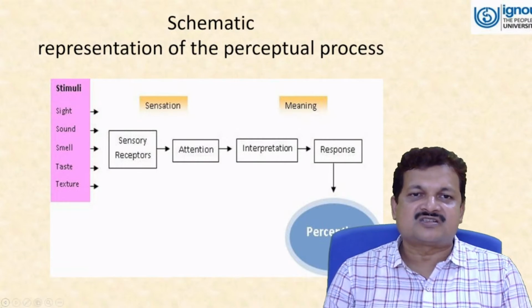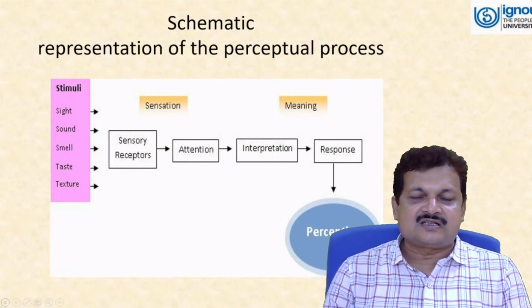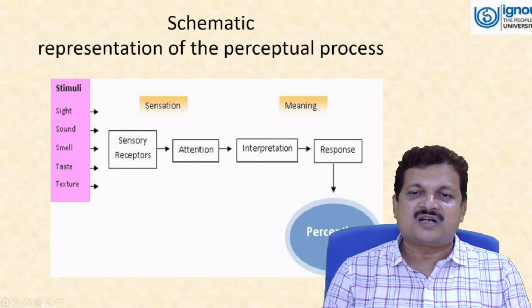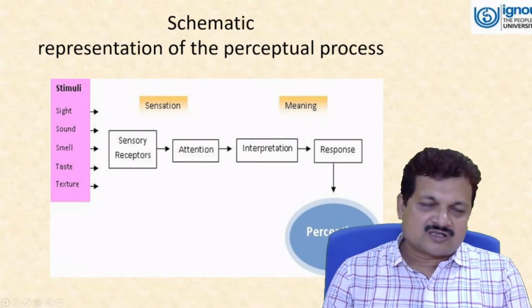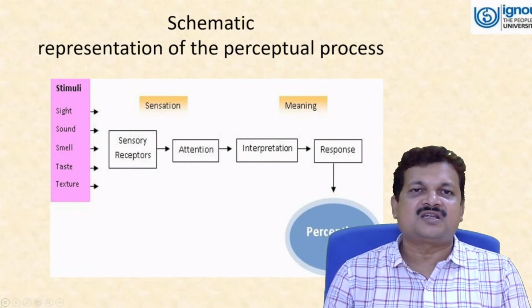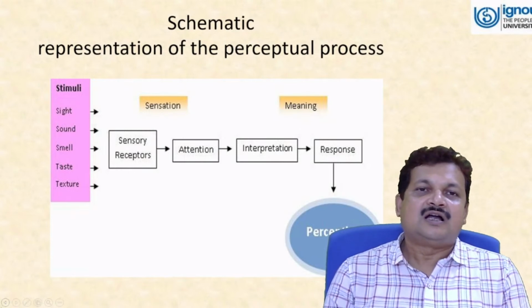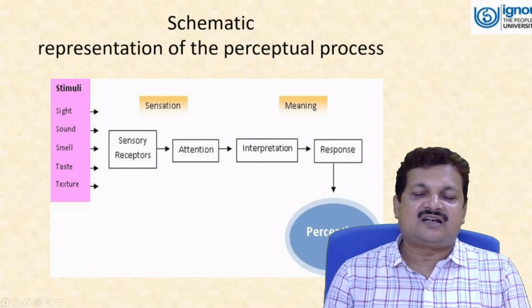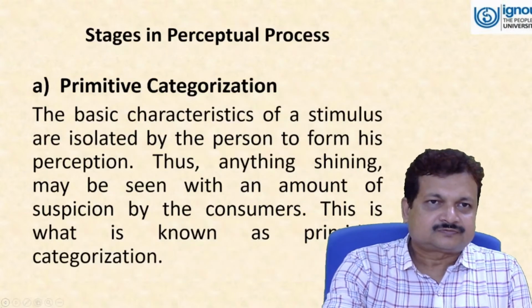So after sensory receptors, we have attention, then interpretation, then response, and finally we are perceiving whether it is a good product or bad product, good information or bad information. Everything we try to keep in our perceptual map, and that remains with us.